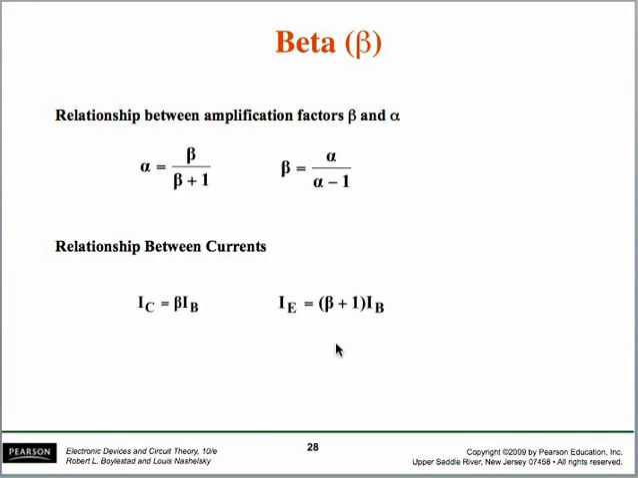These are some other relationships relating beta and alpha, which you should memorize. Alpha is related to beta by these equations: alpha is beta over beta plus 1, beta is alpha over alpha minus 1. The relationship between currents is IC is beta IB, which you get from the very definition of beta, since beta is IC over IB, it's just a rearrangement. And IE is beta plus 1 times IB, which you can derive using IC is beta IB and the fact that IE is very close to IC. I will leave that to you as an exercise to derive.